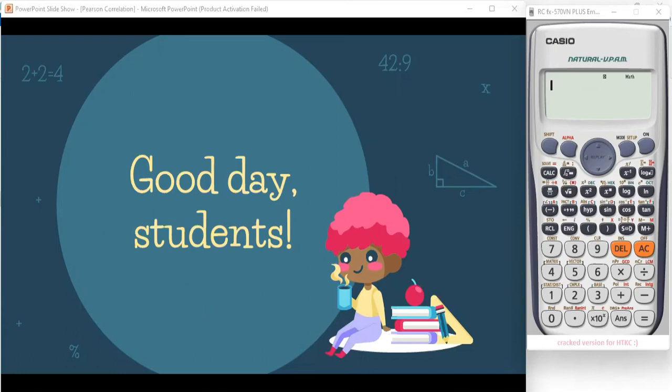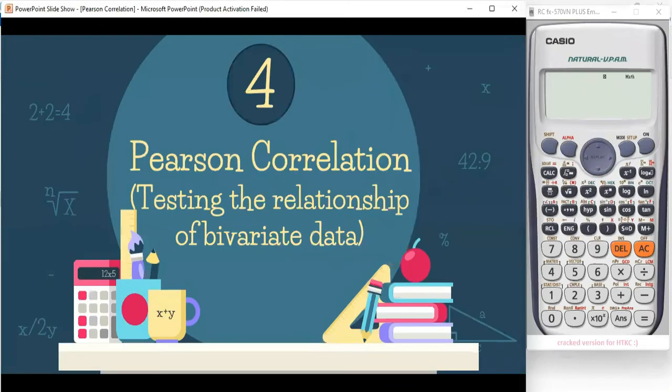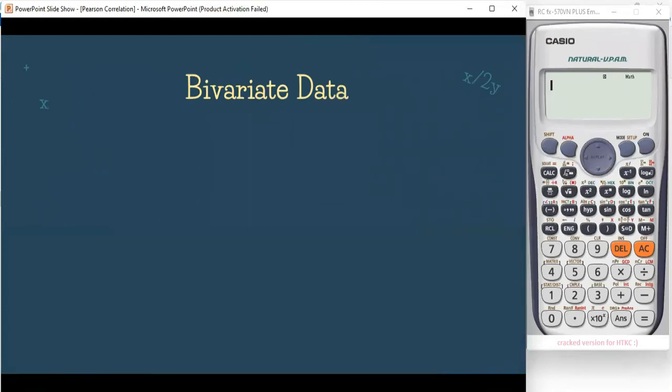For today's video, we're going to talk about the Pearson correlation or testing the relationship of bivariate data. But first, let's define what bivariate data is. Like a bicycle, where bi means two and cycle means wheels, any transportation with two wheels is what we call a bicycle. Here, my dear students, when we say bivariate data, we have two again, but this time variables. So when we say bivariate data, it is any data which has two variables.